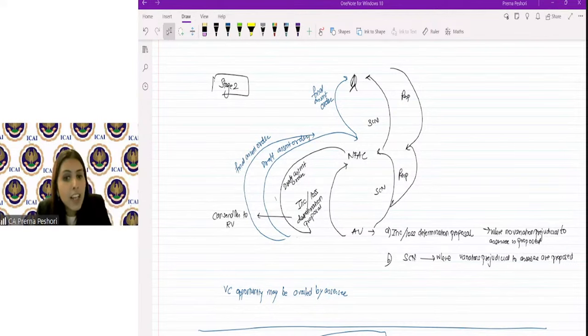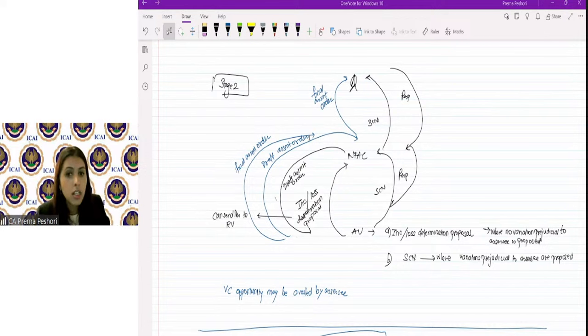On receipt of that income or loss determination proposal, the NFAC will decide whether the assessment order shall be passed and will convey to the assessment unit to pass the draft assessment order. Are we clear? So the AU will then prepare the draft assessment order and send it to the NFAC. And then again, the NFAC will say, okay, now pass the final assessment order.